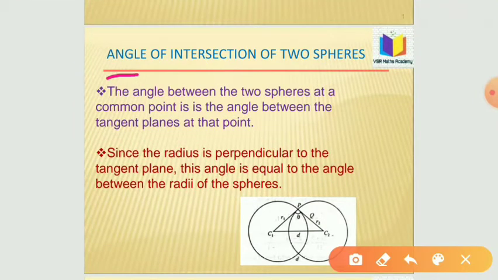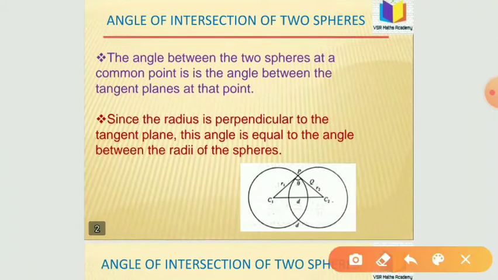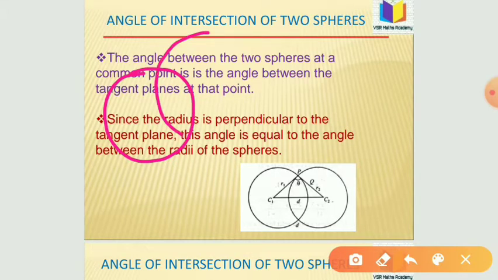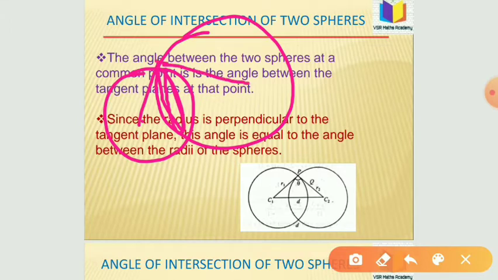Angle of intersection of two spheres. Actually, if you take two spheres, suppose that this is one sphere and this is another sphere intersecting that sphere. So the part of intersection of the spheres is a circle. These two spheres intersect at a circle. Suppose that this is the radius of the first sphere and this is the radius of another sphere. These are the centers C1, C2. So this is the angle of intersection between the two spheres.